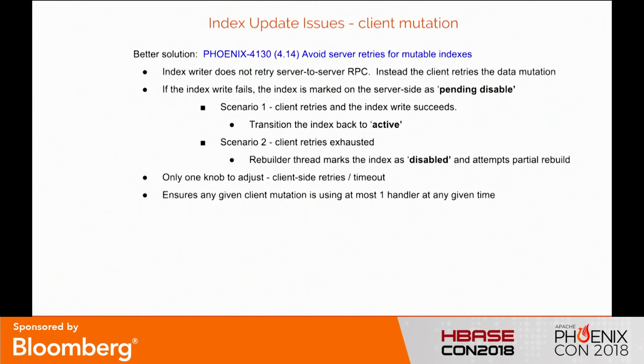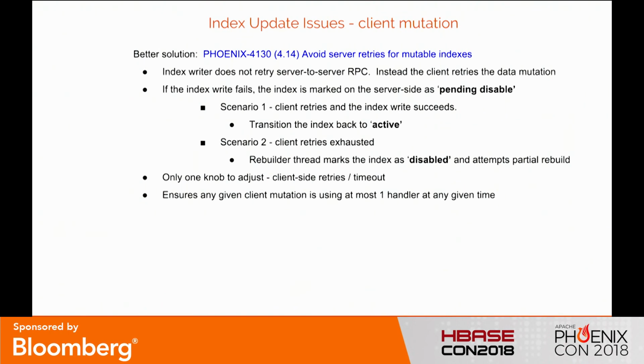A better solution that's in a newer version of Phoenix, 4.14 that just came out, Phoenix 4130. So what we do here is we don't even retry the server-to-server index writes. Instead, we just try once, and we let the client retry its write.